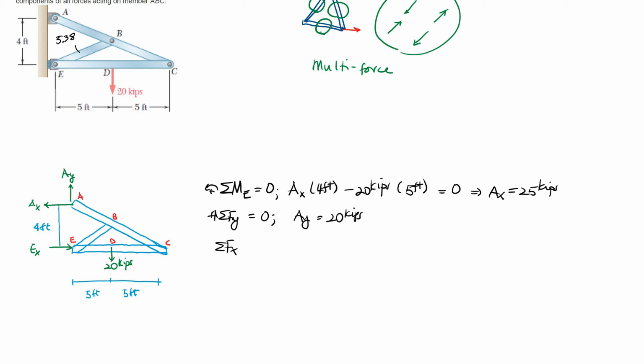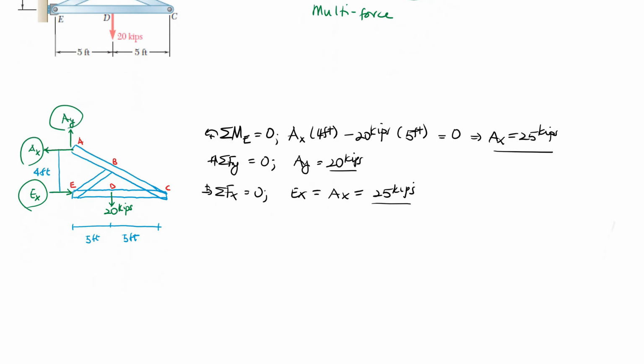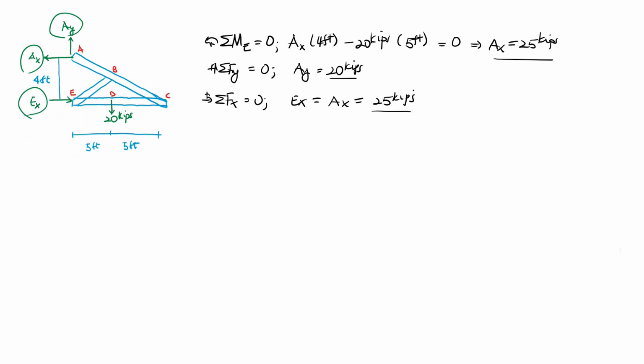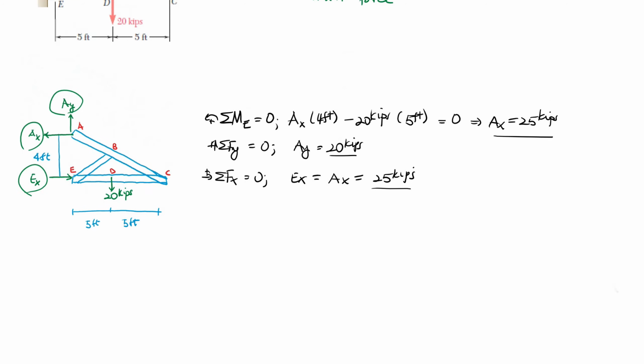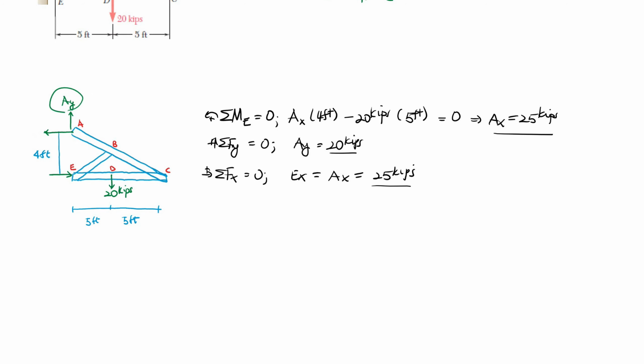So then easily we can find some of the forces in the X direction. EX is equal to AX, and that's equal to 25 kips. And as I've mentioned before, if I get a positive answer for all of them, it tells me that my initial directions that I drew for AY, AX, EX are correct, and the magnitude stays the same. All right, so now that I've found all my reactions, I'm going to go ahead and replace them with the values that we have over there.